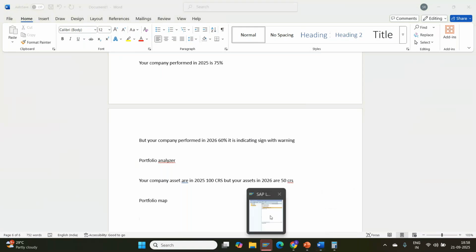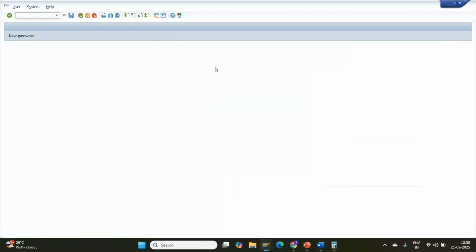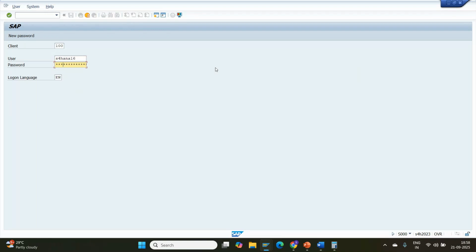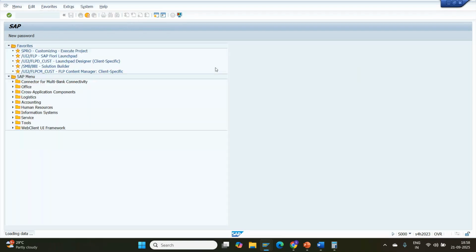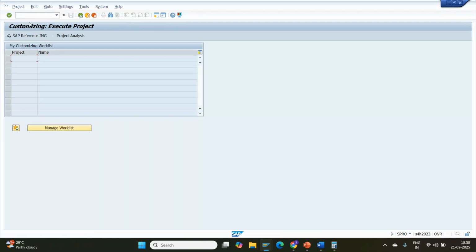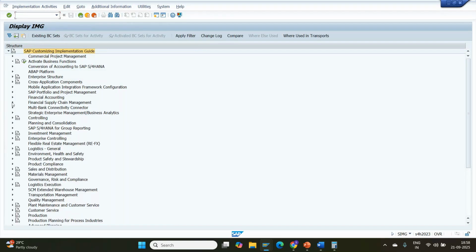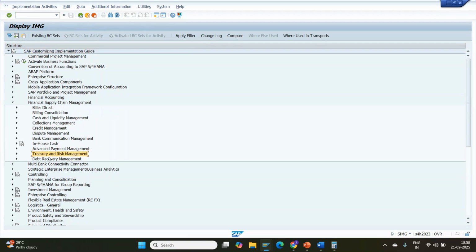So this type of implementation we will do in TRM. These are the chapters. Again, there is integration with other configuration, meaning financial supply chain management. Treasury risk management is integrated with credit management, with dispute management, and with in-house bank communication. These are the integration points we will do in TRM. Total duration is 40 hours.